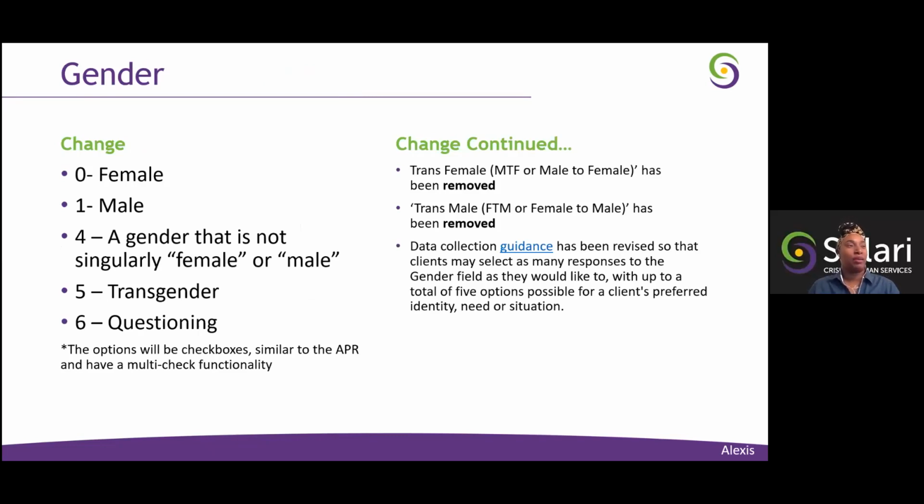We appreciate your time. So on the new data standards that'll be released this Friday, gender is also going to have a slight makeover. Some of the changes that are going to come down will be female, male, a gender that is not singularly female or male, transgender, and questioning. Now we're going to have options similar to the APR with the multi-check functionality. So people that identify with multiple items, we will have that option now with regards to gender.